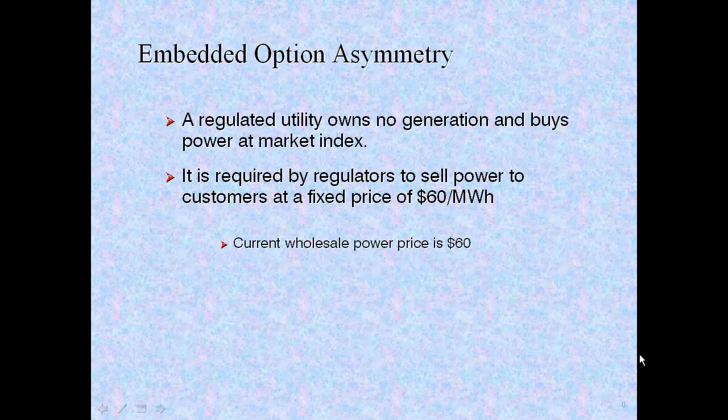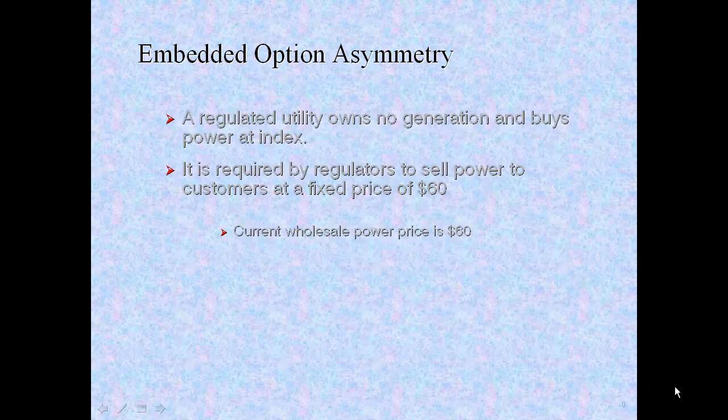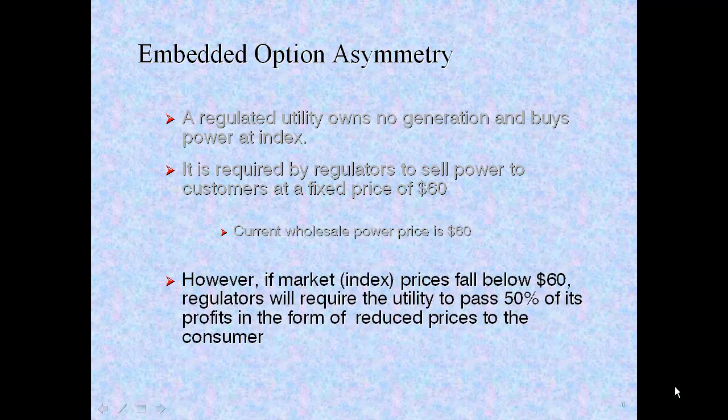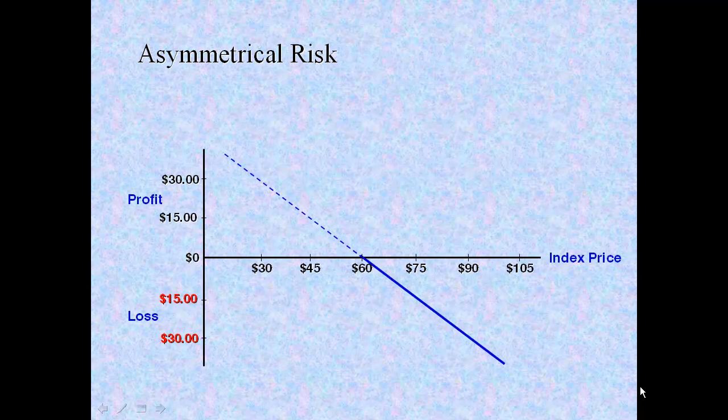But regulators add a provision to the utility's tariff. If market index prices fall below $60, regulators will require the utility to pass 50% of its profits in the form of reduced prices to the consumer. This provision will have an effect on the payout structure. If prices fall from 60 to 45, normally there would be a $15 profit. However, since half that gain must be passed along to the customer, the utility only realizes half of it, leaving it with a profit of only $7.50. If prices fall to 30, instead of a $30 gain, the gain is half of that at $15.